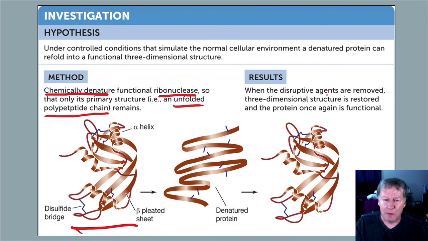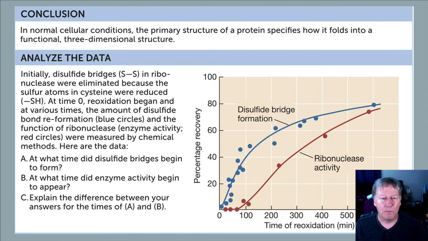Then they removed the chemical that denatured it and waited to see what would happen. Would the enzyme start working again, or would it not work again? That was the question they were asking. So here are the results. What I'd like you to do, go ahead, pause for a moment, and take a look at this graph as well as analyze the data. See if you can figure it out, and then come back and we're going to talk about it. So go ahead and pause now.